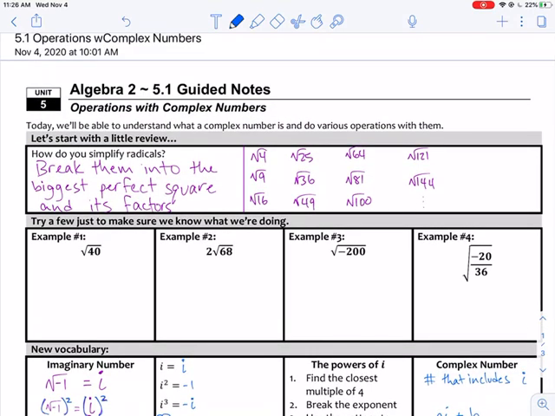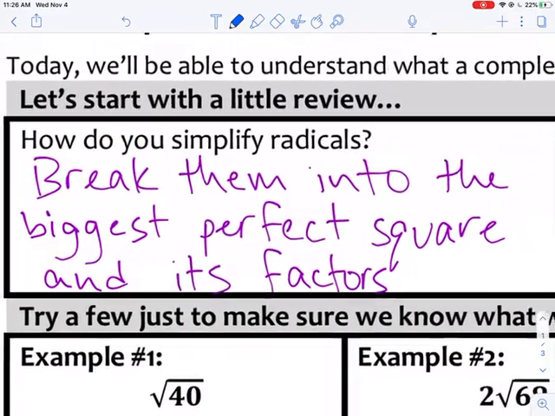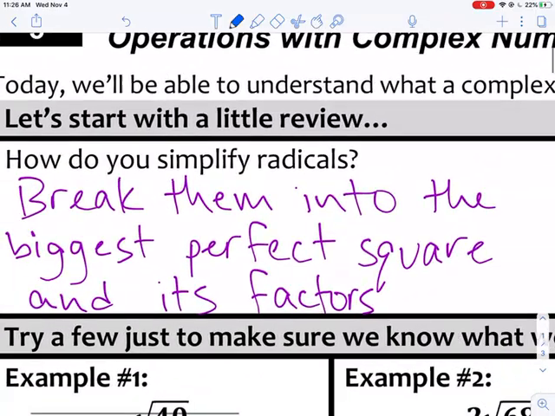Here we go. Jumping into 5.1, operations with complex numbers, also known as imaginary numbers. And we're going to start with a little bit of radical review today.